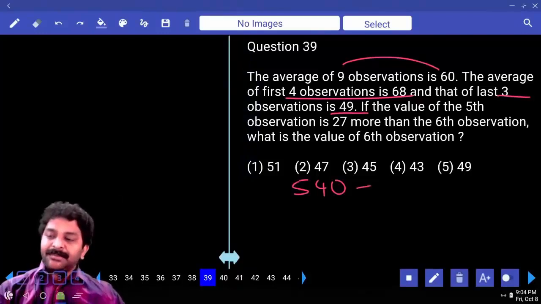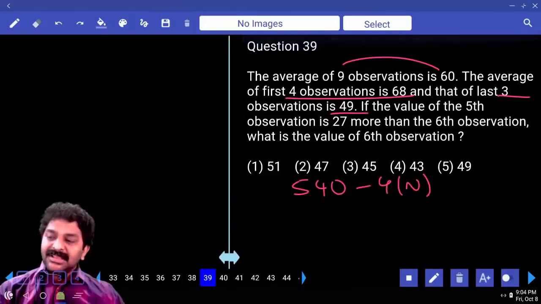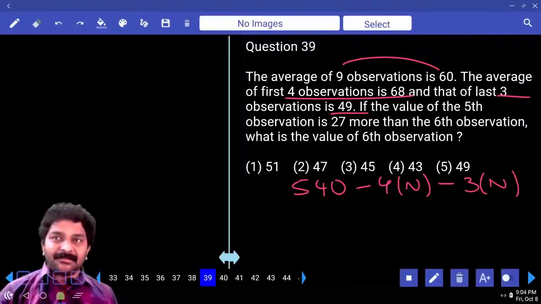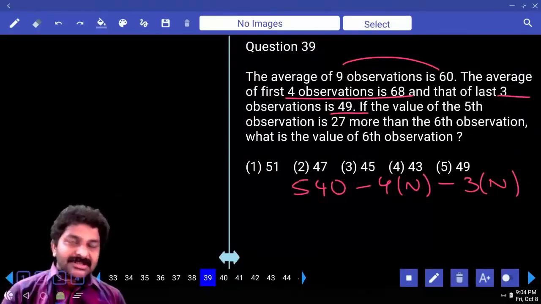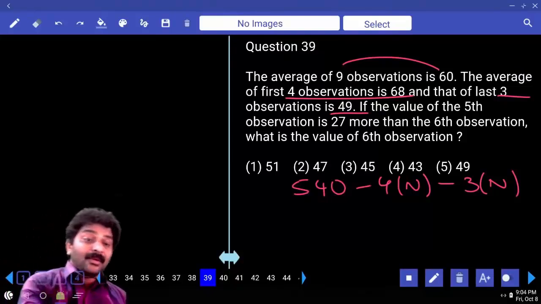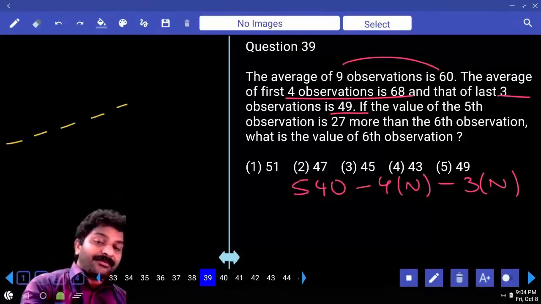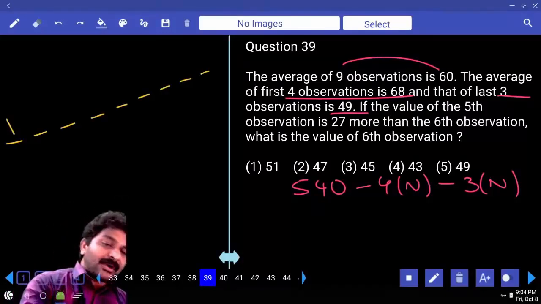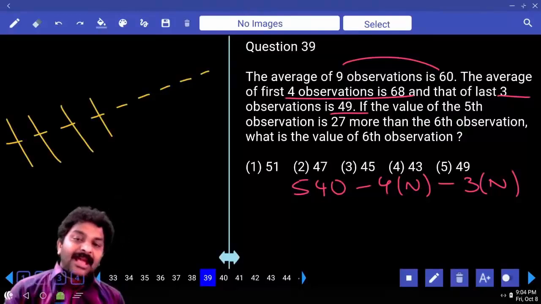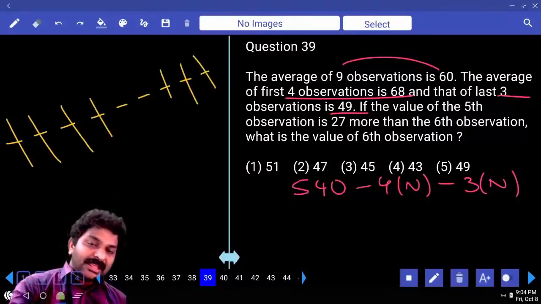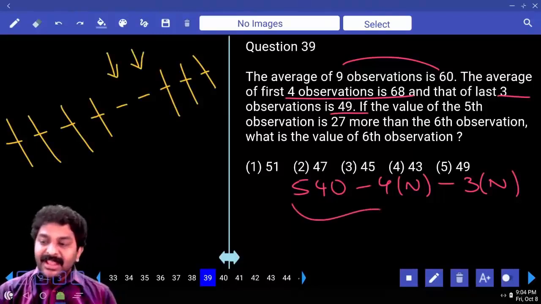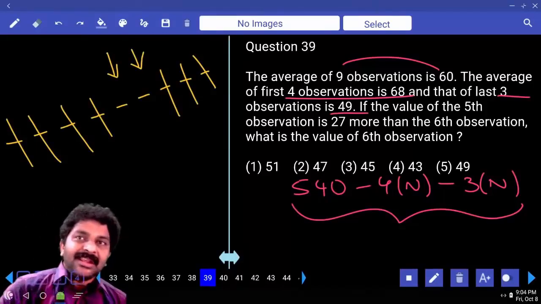So from this, if you subtract the sum of 4 numbers and also the sum of 3 numbers, 9 numbers minus 7 numbers, that gives you 2 numbers. What are those 2 numbers? 1, 2, 3, 4, 5, 6, 7, 8, 9. First 4 numbers, 1, 2, 3, 4. Last 3 numbers, 1, 2, 3. So which are these 2? 5th and 6th. So when you calculate this, you will get the sum of the 5th number and the 6th number.